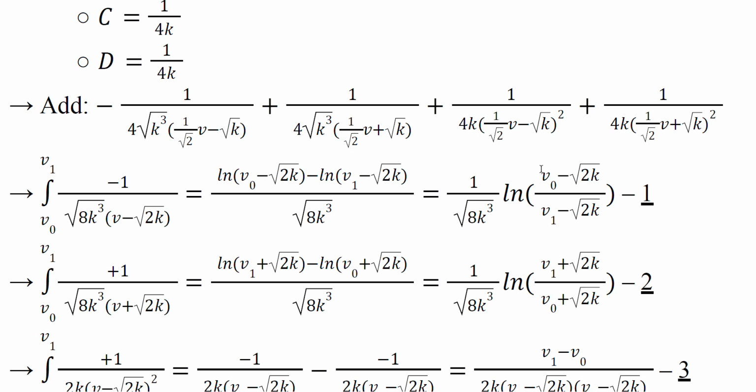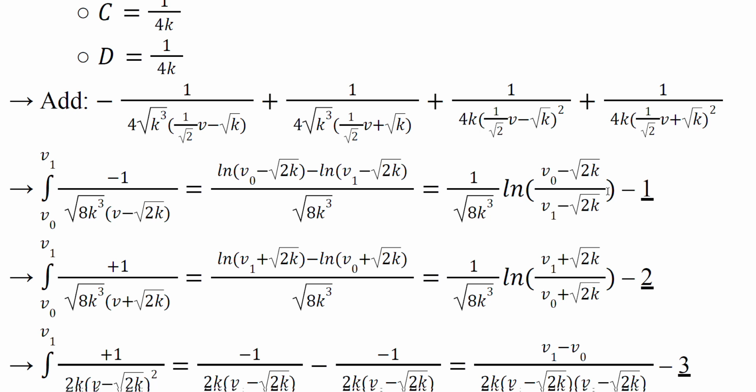So this is why we have ln of v0 minus root 2k minus ln of v1 minus root 2k, instead of this term subtracting this term, or basically this term being subtracted from this term. We have the other way around, because we have minus ln of whatever that is. And since you can write ln a minus ln b is equal to ln of a by b, that's exactly what we did here. Take that as the first equation.